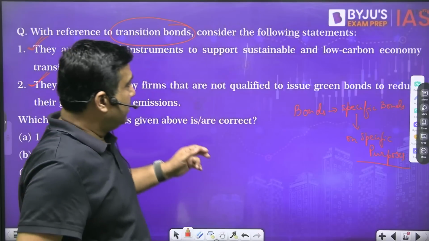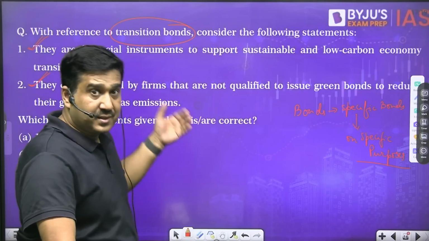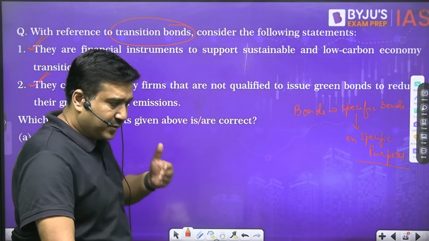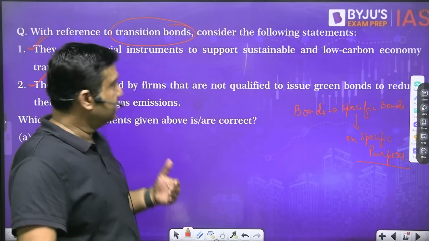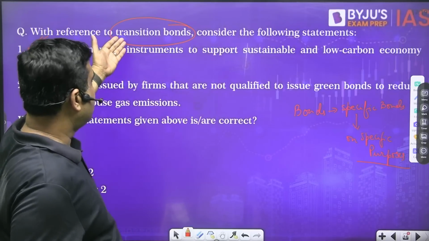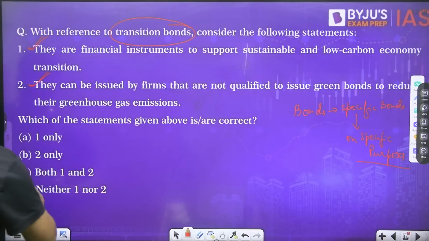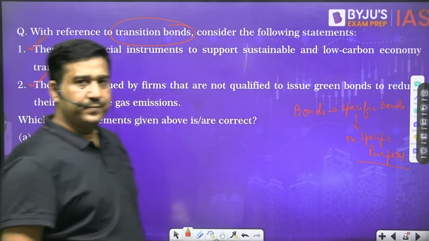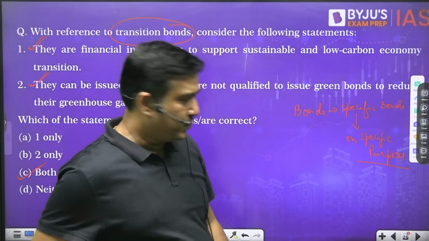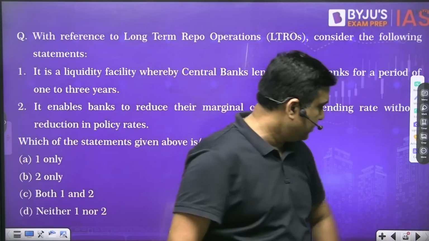Then, as a precursor, as you can say, savings clause, concept of transition bonds were introduced. Hence, here in this question, answer is C. Both statements are correct. Statement 1 and statement 2. Now look at the next question.